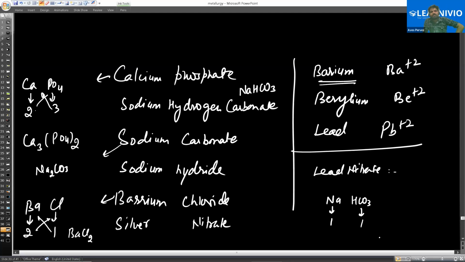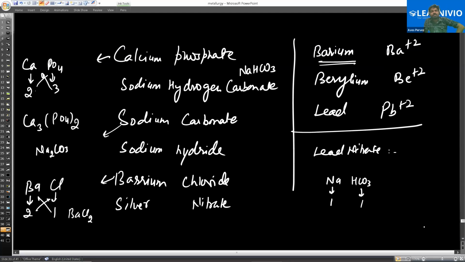Okay. Formula for silver nitrate. Tell me the formula for silver nitrate. Silver nitrate. Yes, tell me the formula for silver nitrate. AgNO3. Silver has valency 1 and nitrate ion also has valency 1. So it will be AgNO3.